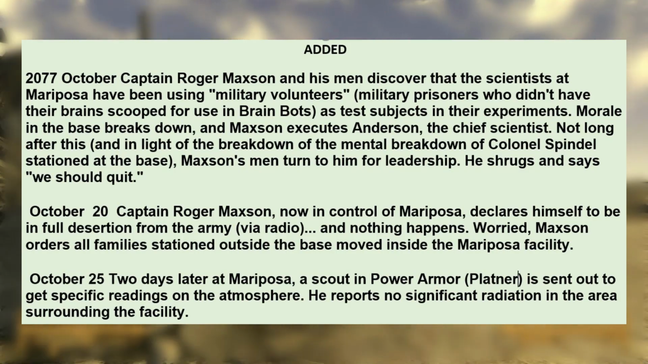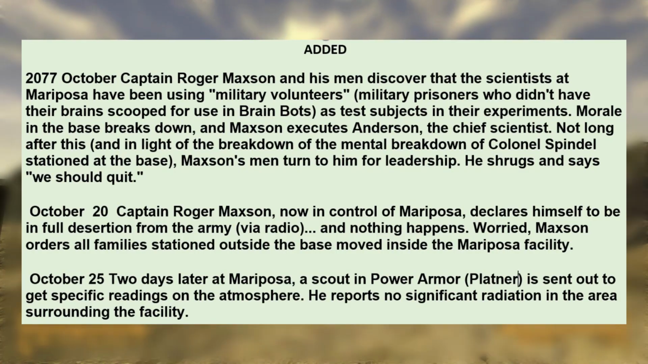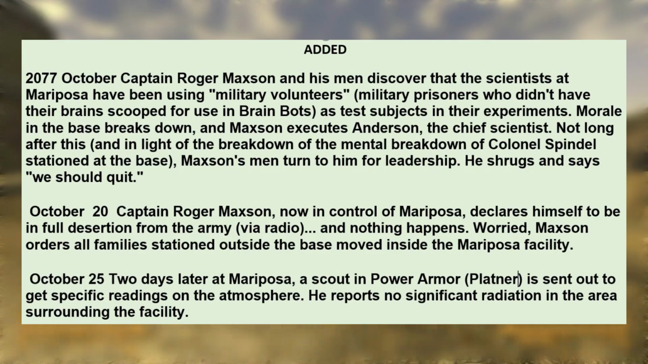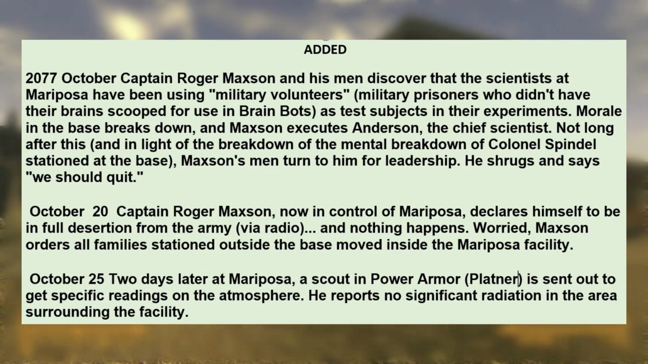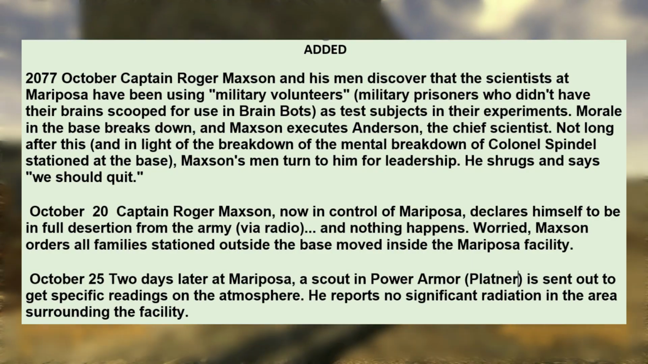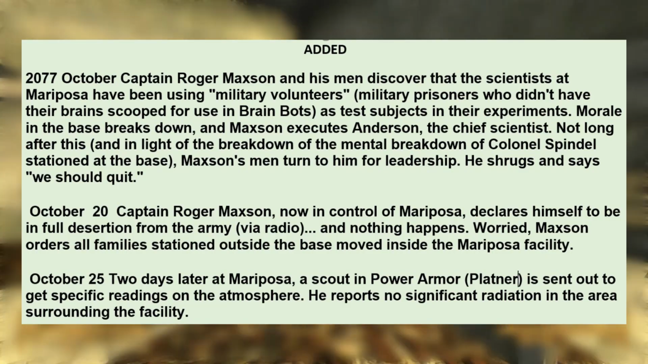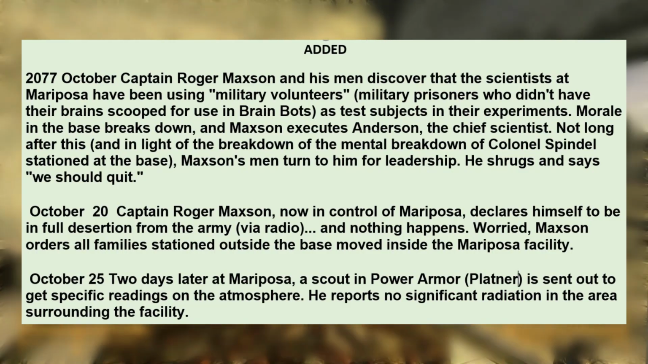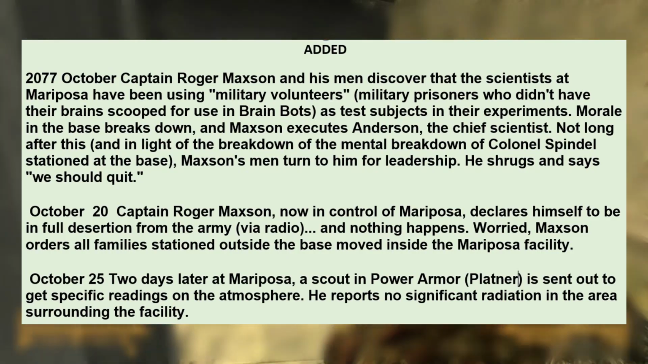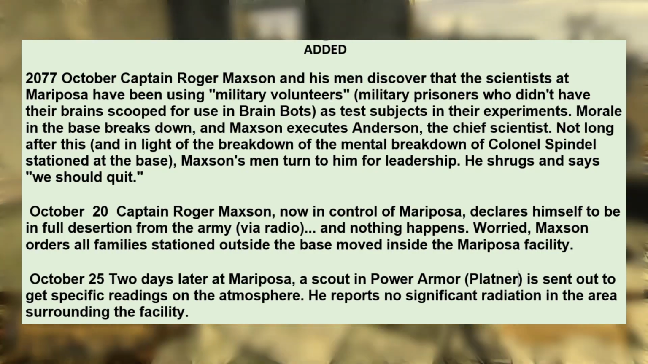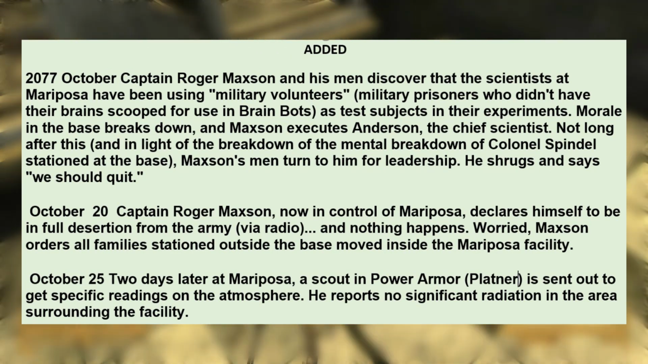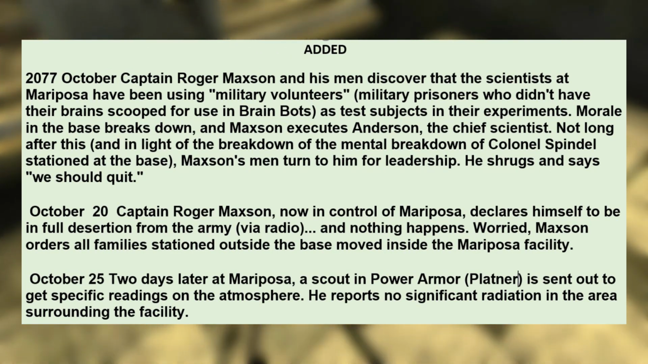2077 October, Captain Roger Maxson and his men discovered that the scientists at Mariposa had been using military volunteers, military prisoners who didn't have their brains scooped for use in brain bots, as test subjects in their experiments. Morale in this base breaks down and Maxson executes Anderson, the chief scientist. Not long after this, and in light of the mental breakdown of Colonel Spindle stationed at the base, Maxson's men turn to him for leadership. He shrugs and says, "We should quit."